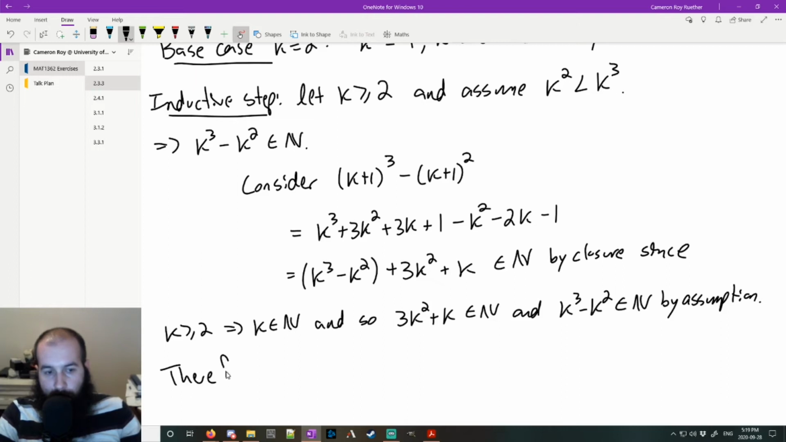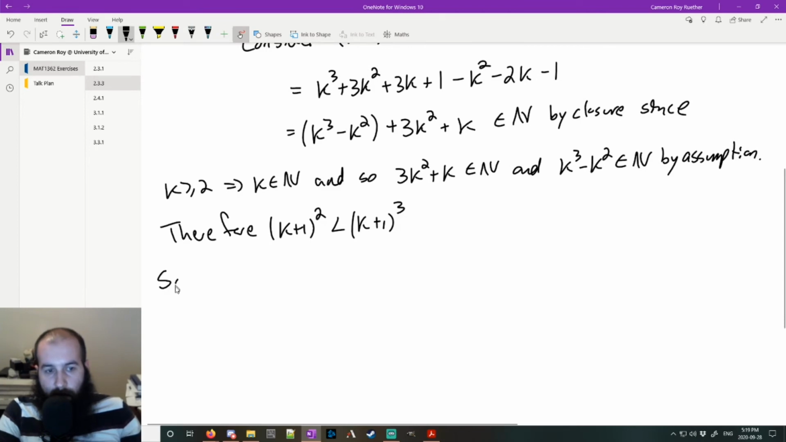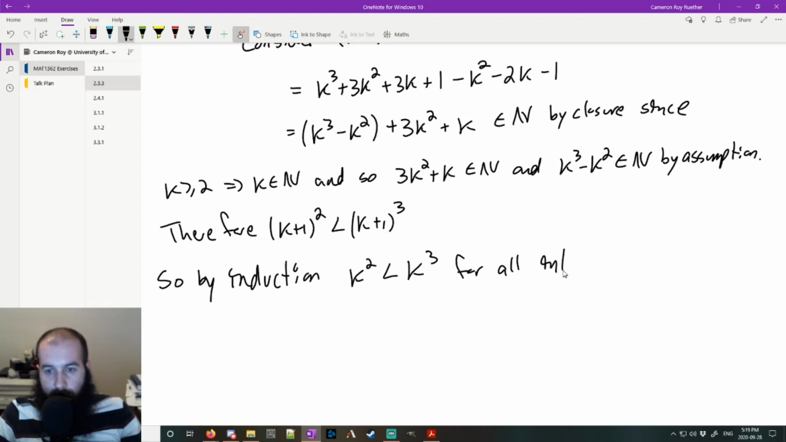Therefore, (k plus 1) squared is strictly less than (k plus 1) cubed, which means the result holds in the k plus 1 case. So by induction, overall, k squared is strictly less than k cubed for all integers k which are greater than or equal to 2.